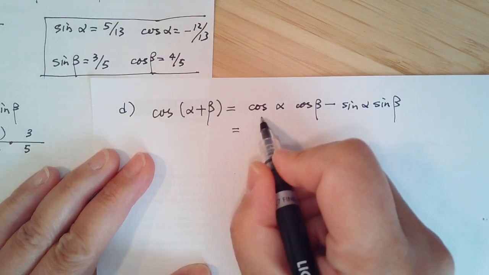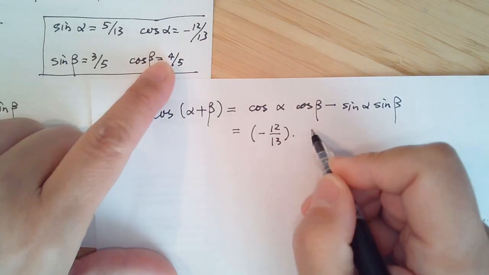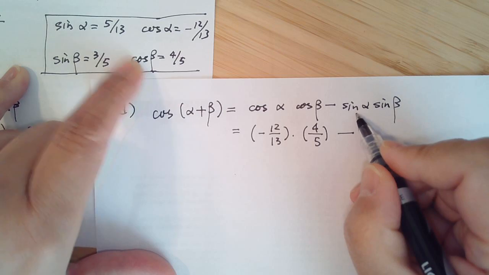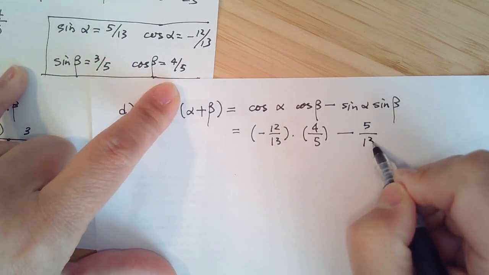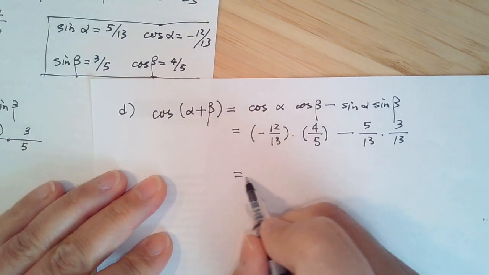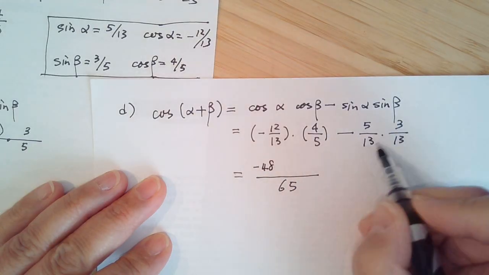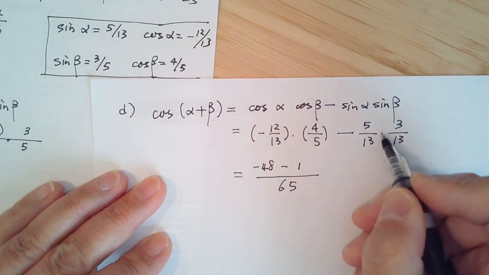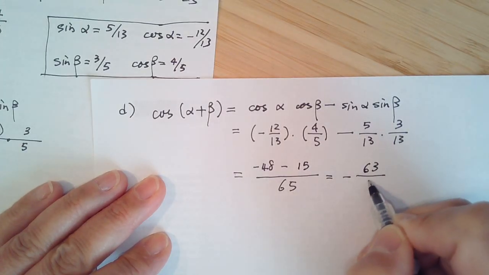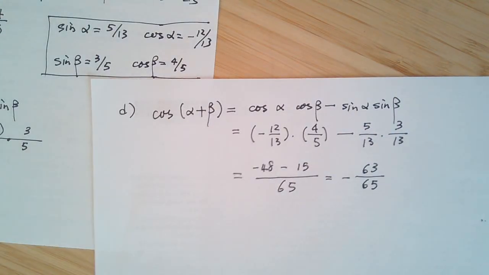And then we just substitute. Cosine alpha is negative 12 over 13. Cosine beta is 4 over 5, minus sine alpha, which is 5 over 13, times sine beta, which is 3 over 5. So the denominator is 65, and the numerator is negative 48, and negative 3 times 5 is negative 15, and that would be negative 63 over 65. That is the cosine of alpha plus beta.